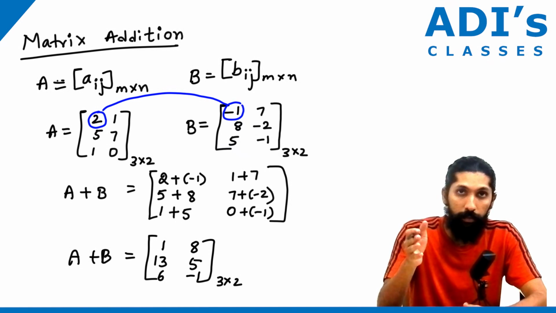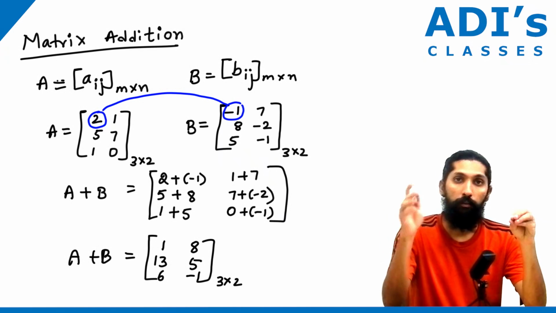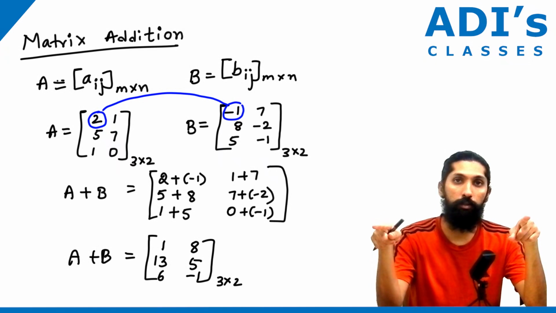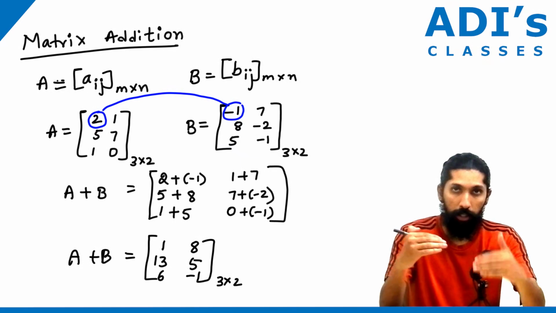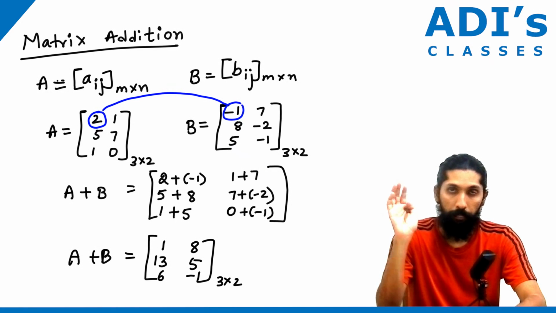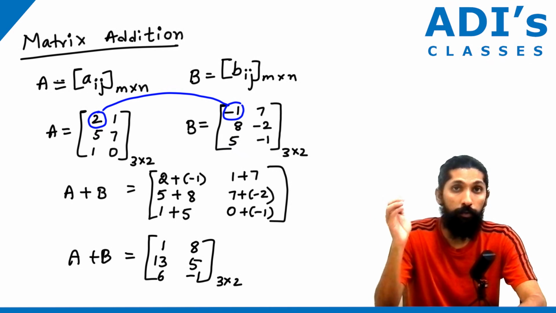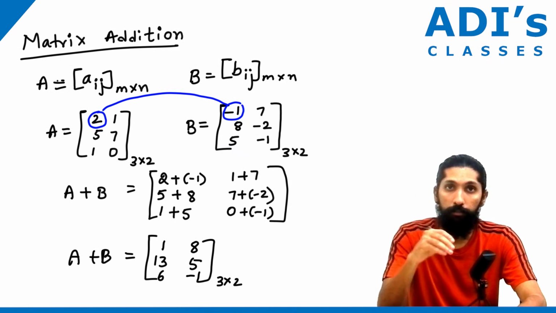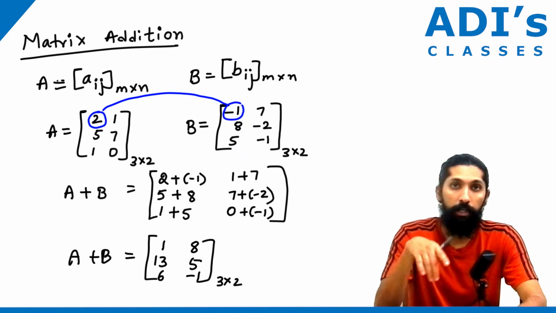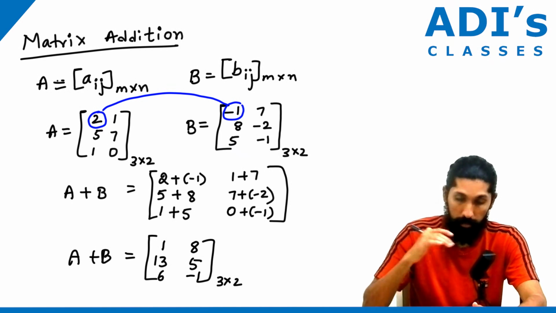So what did we do? We added the corresponding elements of each matrix, correct? First row, first column with first row, first column. Likewise, if you keep on adding, you are going to get the sum of the two matrices. Very simple. Now, let's do a few properties of addition of two matrices, like, is it commutative or is it associative? These kinds of laws and properties we'll do. So, let's do it now.